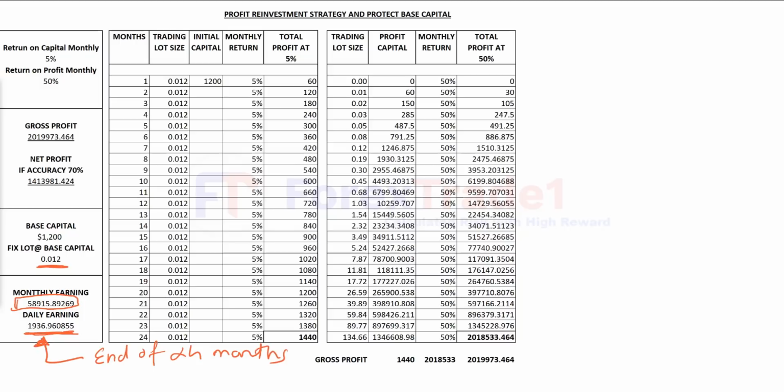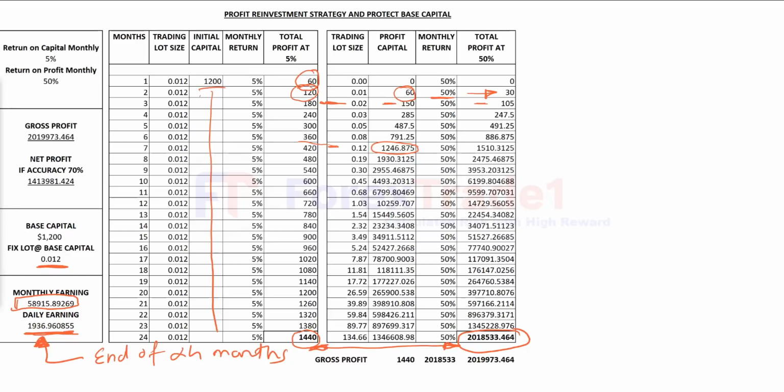This is your daily return, and you can see that your first month profit is only $60, second month $120. But your $60 first month return, the second month return will be $30, as you put that profit into a 50% return with the 0.01 lot size. Same way, $180, you started with $150, your profit will be $105, and gradually the break even comes around the 6th month. You are already trading with the $1,200, and you can remove your capital. You can keep on trading, as that doesn't matter afterwards, with $1,440 profit, and see the difference between these two.